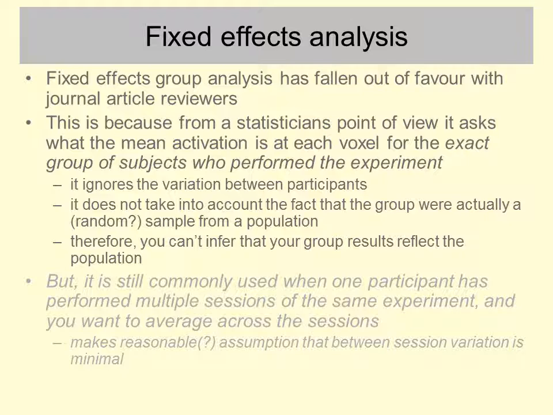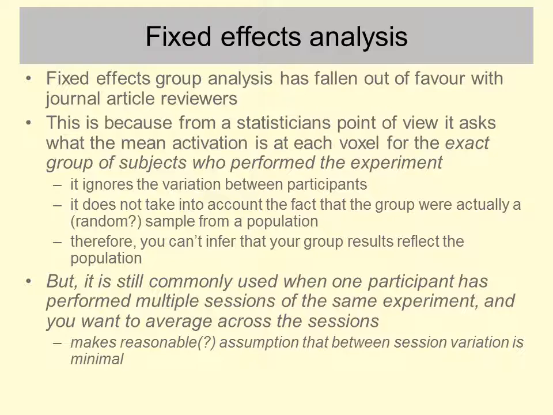Your participants were some sort of sample, hopefully a random one, from a population, and you want to generalize to that population. So you need to take into account the variation that is present in your data due to sampling from that population. You have to do that if you want to be able to make the inference that your group results reflect something about the population that you took your group from. We'll see how to do that in the next few slides. However, fixed effects analysis is still commonly used, and we'll do this in the workshop.